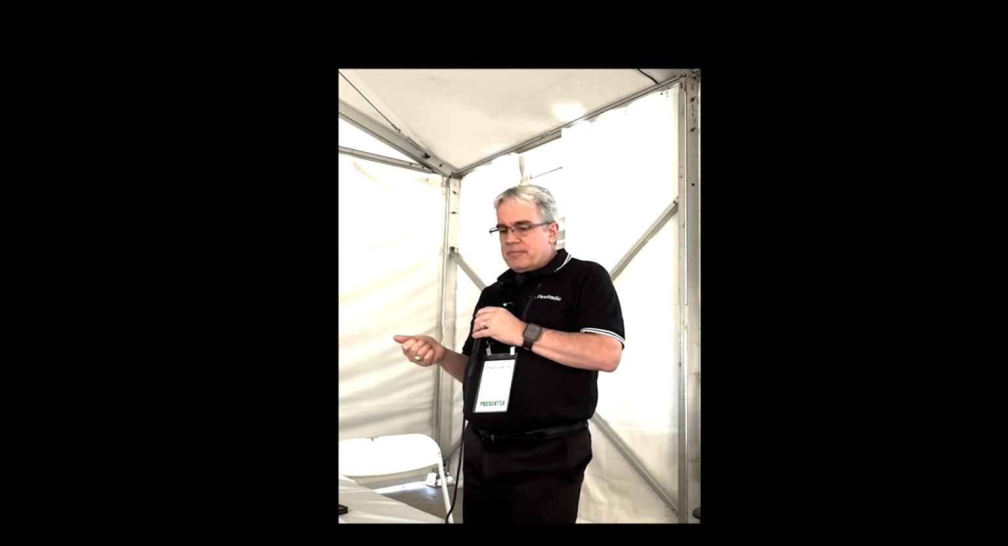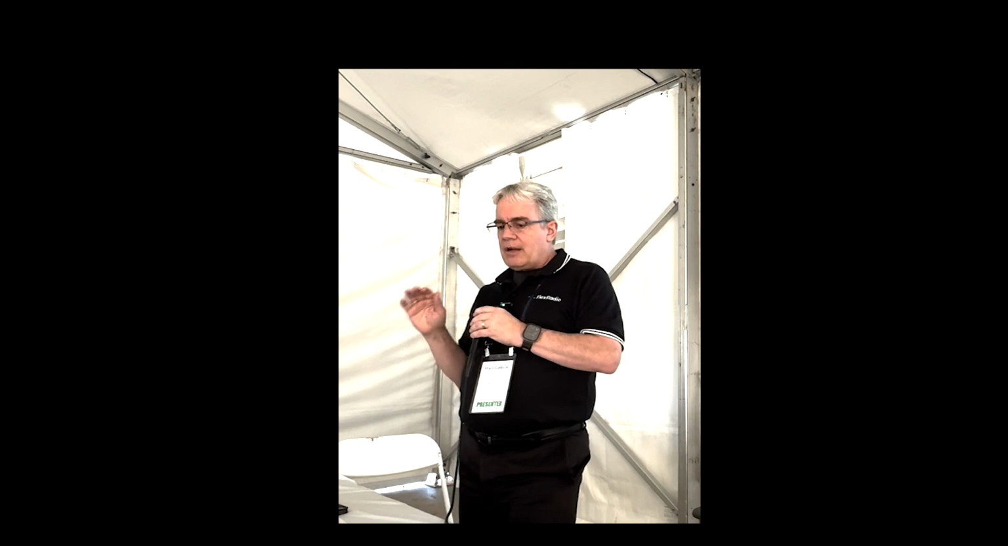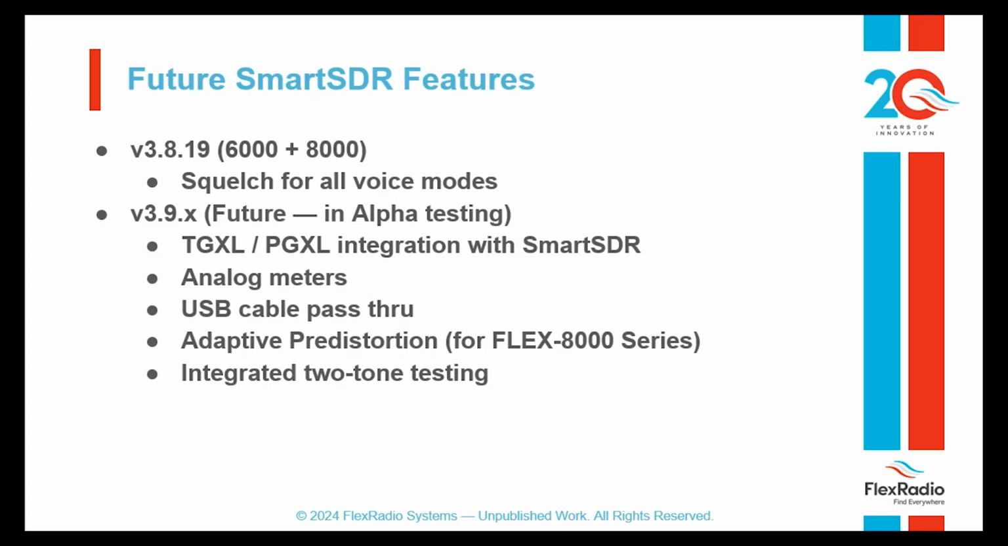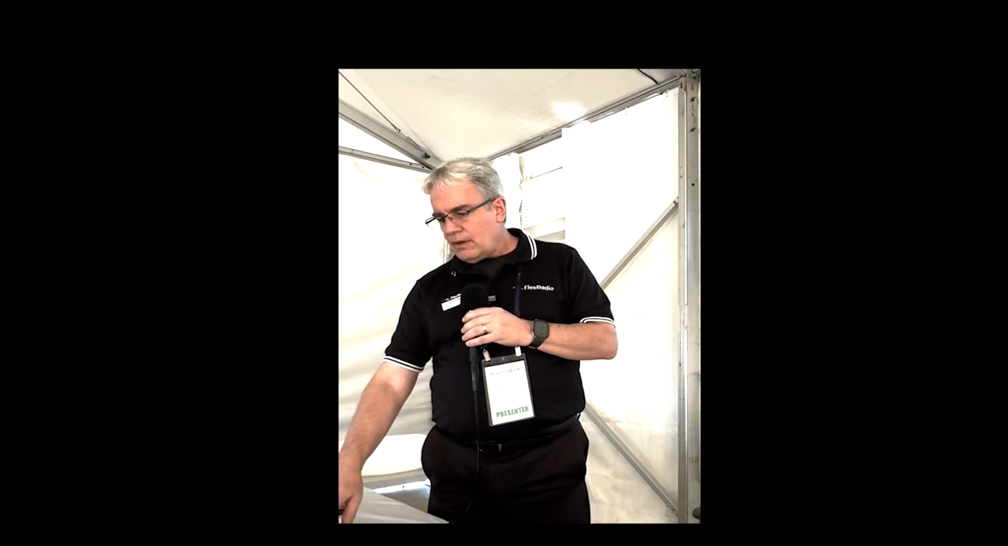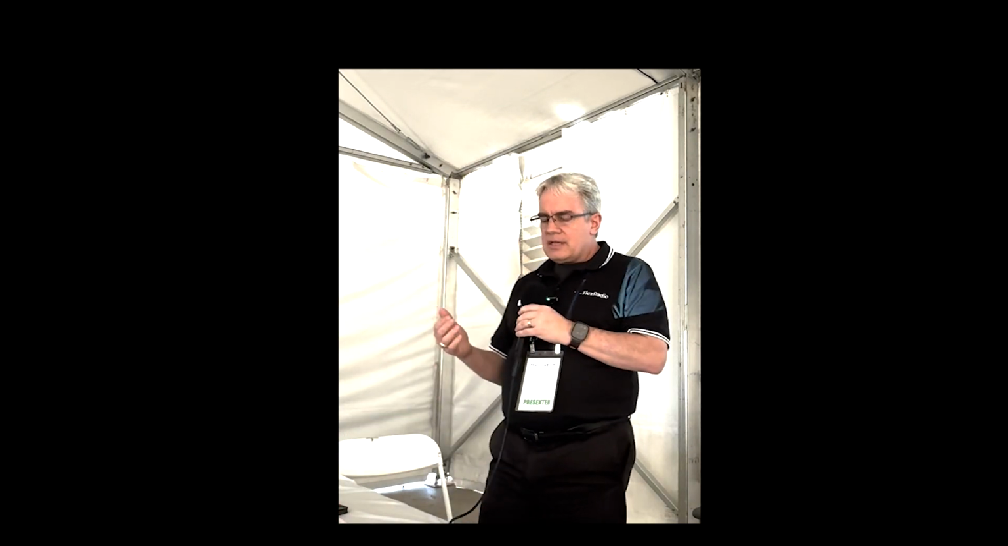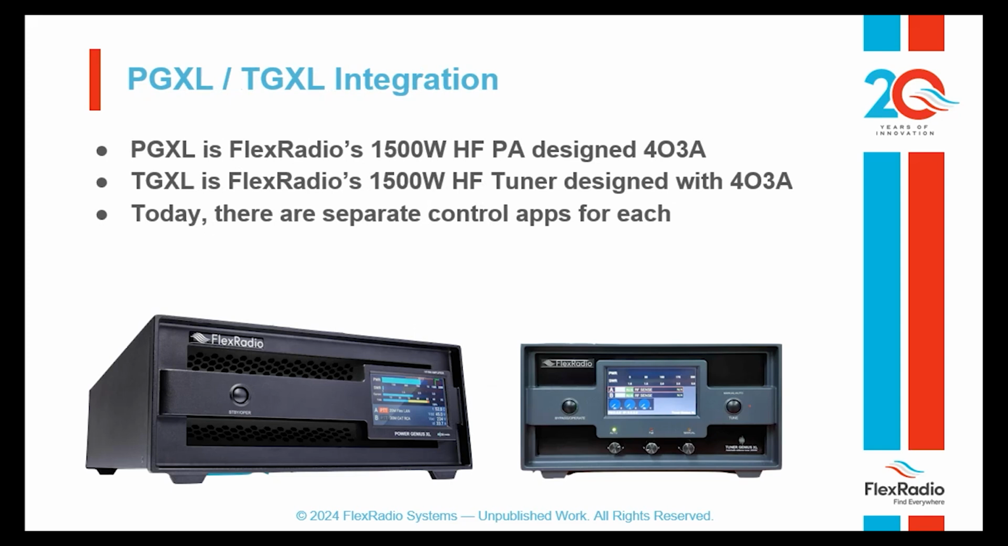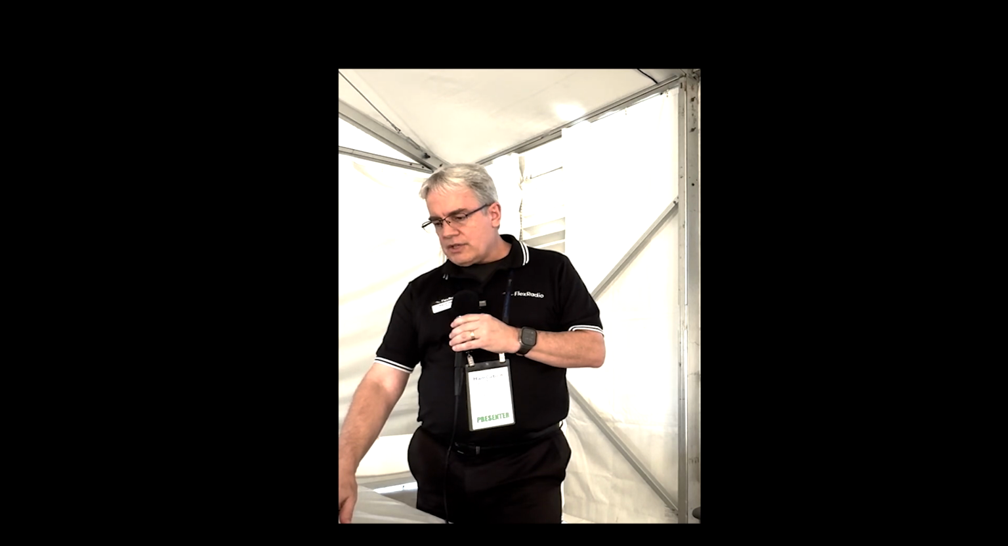We've also added adaptive predistortion, which I'm going to talk about and explain what that is, and we added an integrated two-tone test vehicle. I'm not going to spend a lot of time talking about the PGXL and TGXL, but the PGXL is a 1500 watt amplifier, and the TGXL is a 2 kilowatt tuner that allows you to operate with that and tune it to your antenna. But I will show you what the integration looks like.